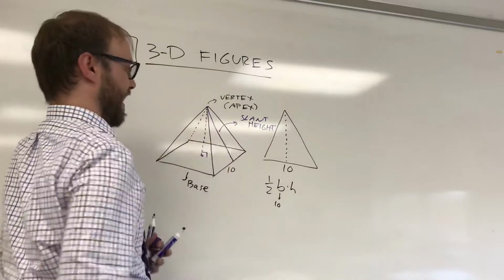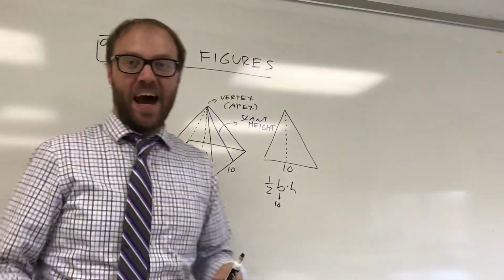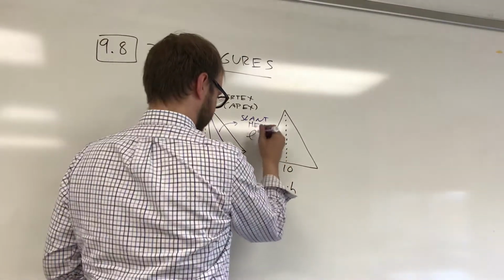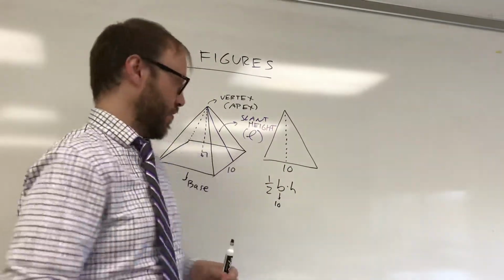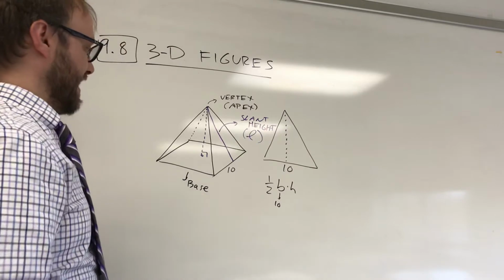It's slanted, and that's why it's called the slant height. A lot of times, I don't know why this is, they abbreviate the slant height with an L. I think we're just running out of letters at this point. So that's the idea.